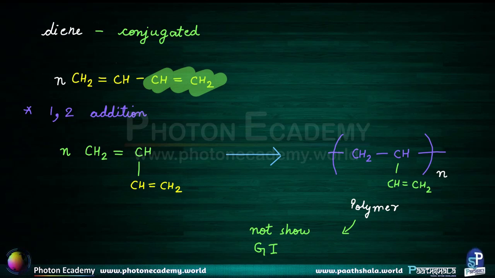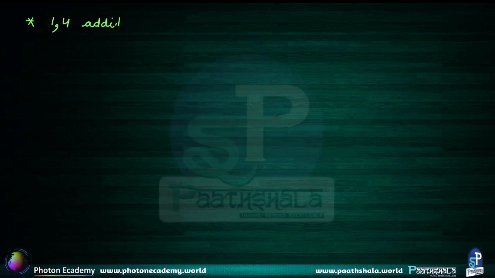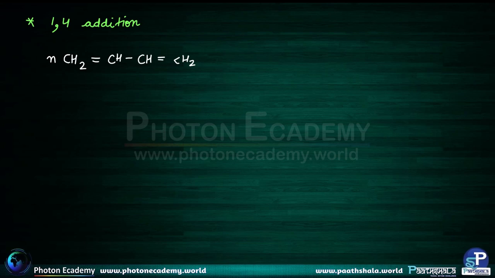So we'll be performing another addition. Now this was 1,2 addition. We'll be dealing next with 1,4 addition. So what is 1,4 addition? We take the same monomer that we had, that was n CH2 double bond CH single bond CH double bond CH2. So this was our monomer initially. Now we'll be performing 1,4 addition, and when 1,4 addition takes place, we get this kind of polymer.